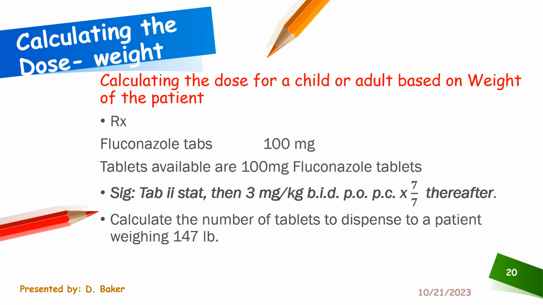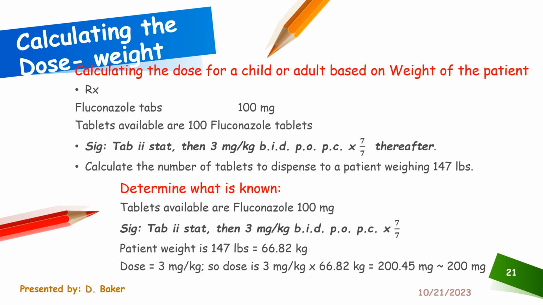Now, in terms of what you should have gotten here, you're looking at fluconazole tablets. This is a prescription for 100 milligram, and what you're supposed to do is give 2 tablets now, and then the maintenance dose is going to be 3 milligrams per kilogram twice daily by mouth after food for 7 days. And you're asked to calculate the number of tablets that you need to dispense to this patient.